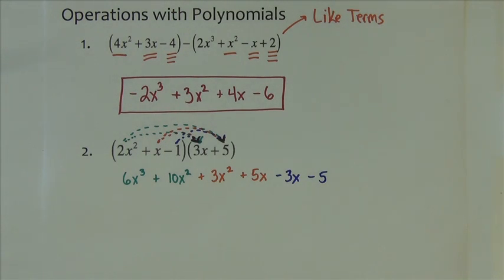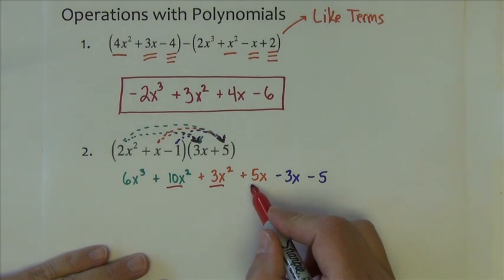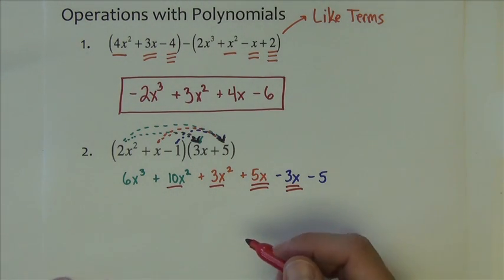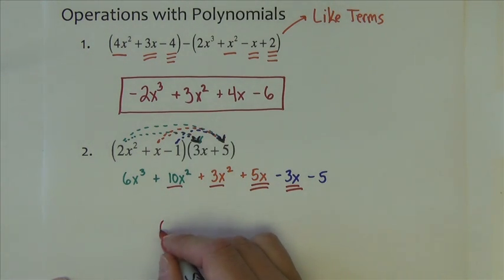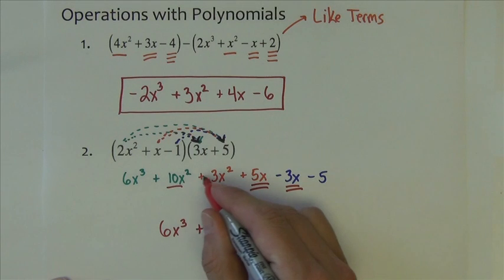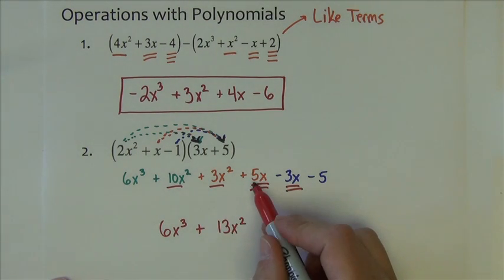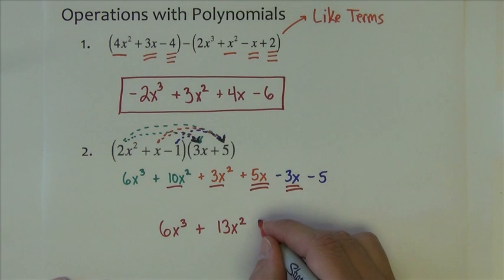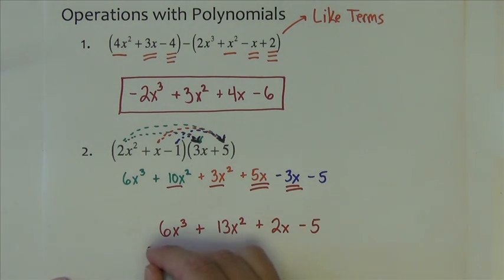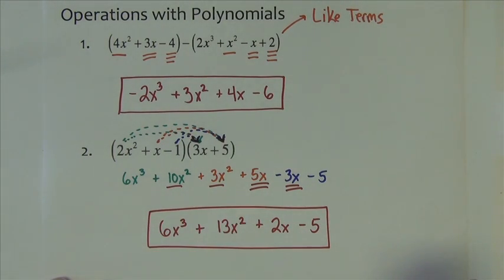Once that's done, now I'm going to identify all of my like terms. Some x squareds, here's some x's, and I'm going to combine those like terms. So I like highest power first, that's the 6x to the third. I add the x squareds, I have 10 and 3 of them, which makes 13 of them. And I add the x's, I have 5, take away 3, giving me 2 of them. And I have my minus 5. And there's your product example.